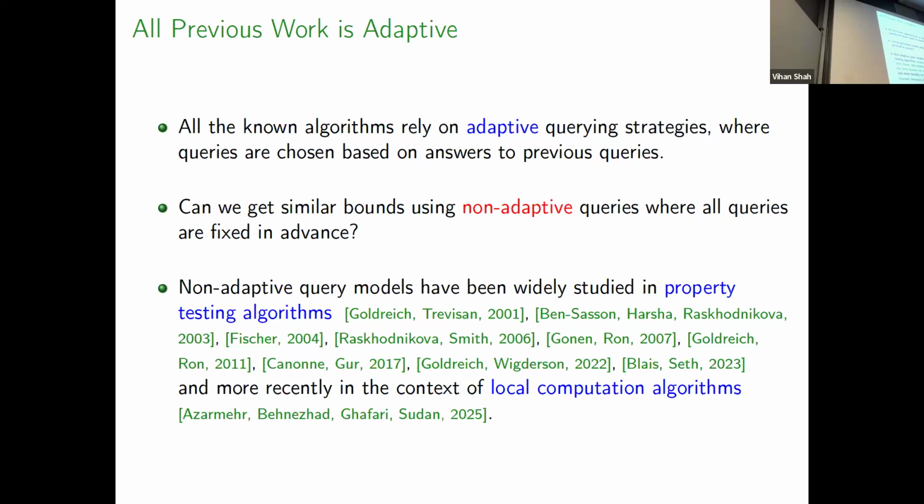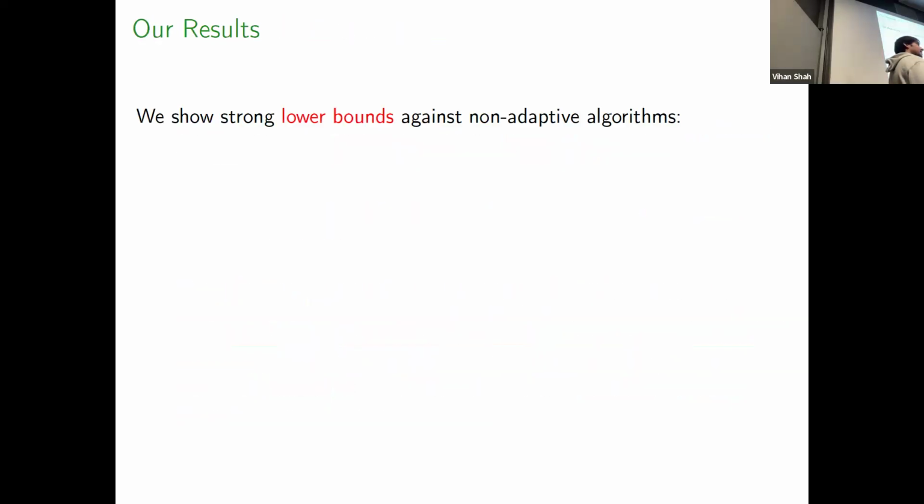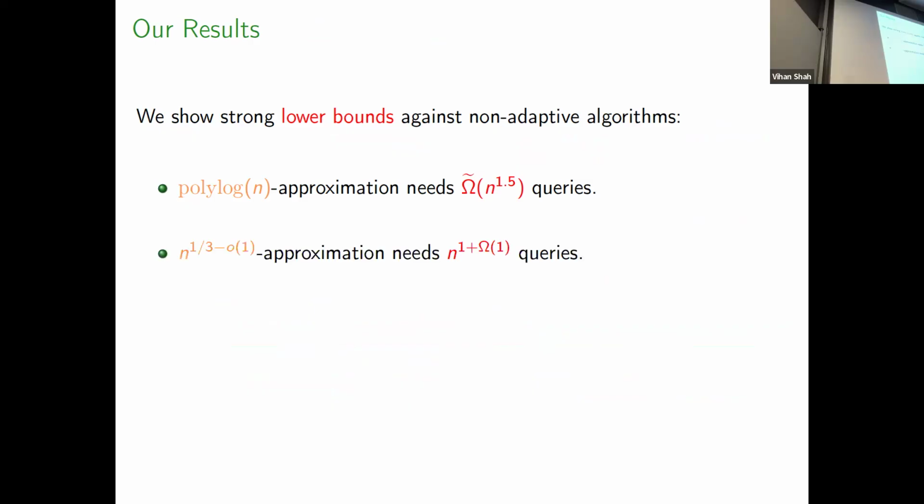And what we show is that there are strong lower bounds against these non-adaptive algorithms. Right? So we say that getting polylog approximations is hard in n polylog queries. You need n to the 1.5 queries for that. Okay? Things get even worse. If you want to get a polynomial approximation, roughly even an n to the 1 over 3 approximation to the size of the matching, you need more than n polylog queries. You cannot do it in n polynomial queries.